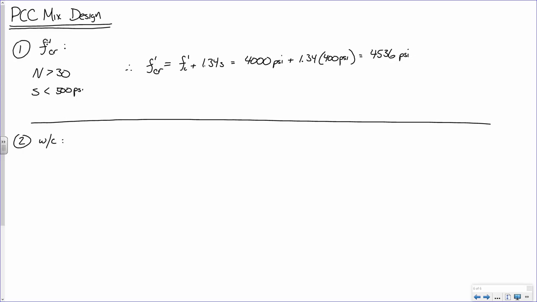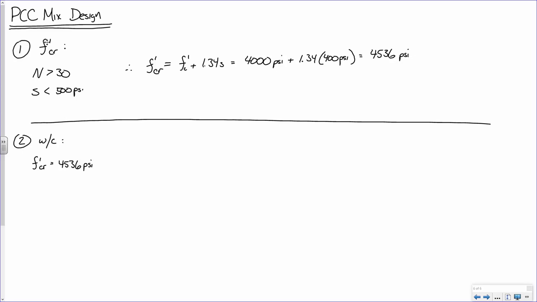Just to recap so that everybody remembers this, what I like to do for each of these steps is repeat all the relevant information. Looking at step two to determine the water-cement ratio, first off, I'm going to need to know f'cr, which I just computed. So that is 4,536. What else are we going to need to know? We know f'cr. What else? You tell me.